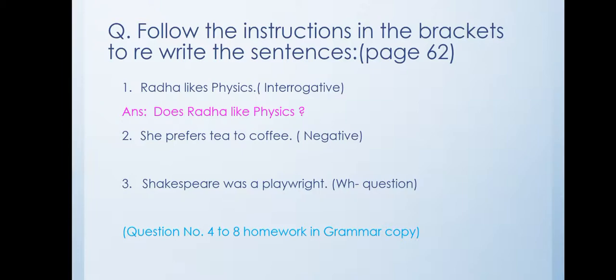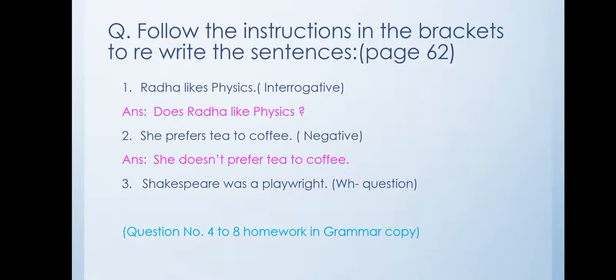Next sentence. She prefers tea to coffee. You have to change it to negative. So prefers is the verb. We need help of the do verb to change it to negative. Do verb, then not. So she is third person singular number. Which form of the do verb will you be using here? I hope you have understood my clue. Let's see the answer. She doesn't prefer tea to coffee.